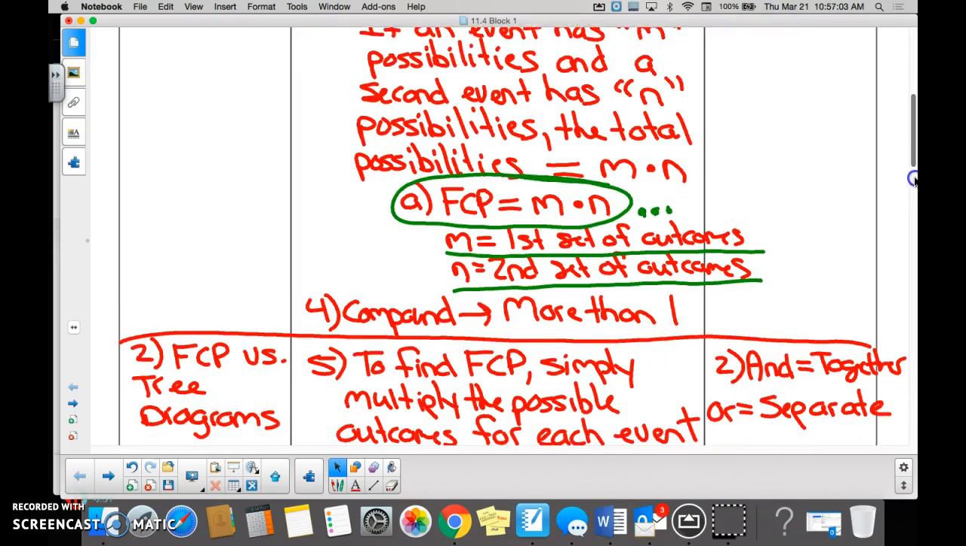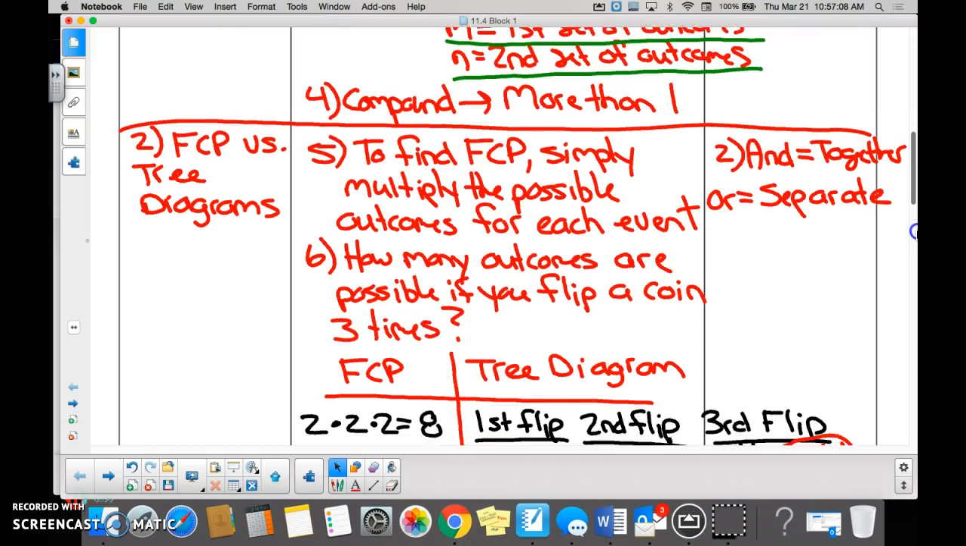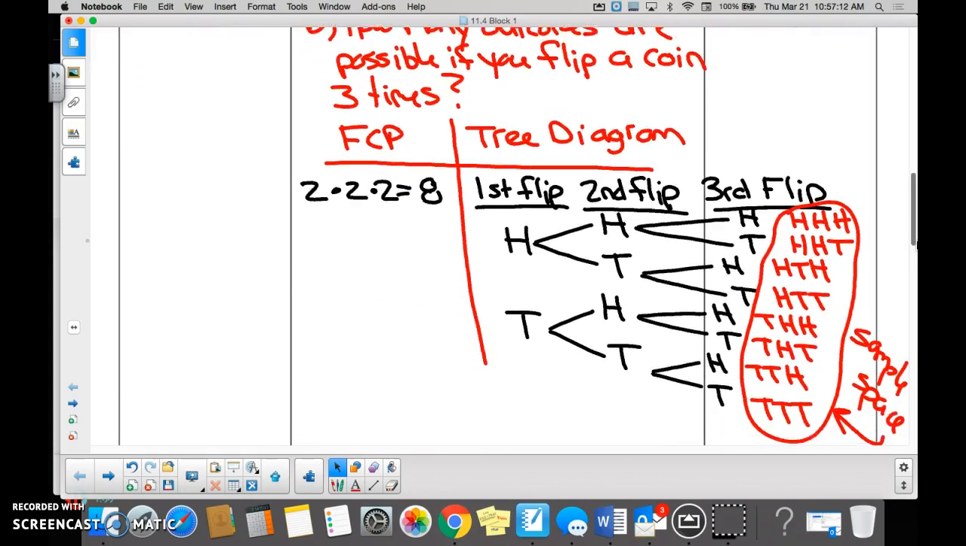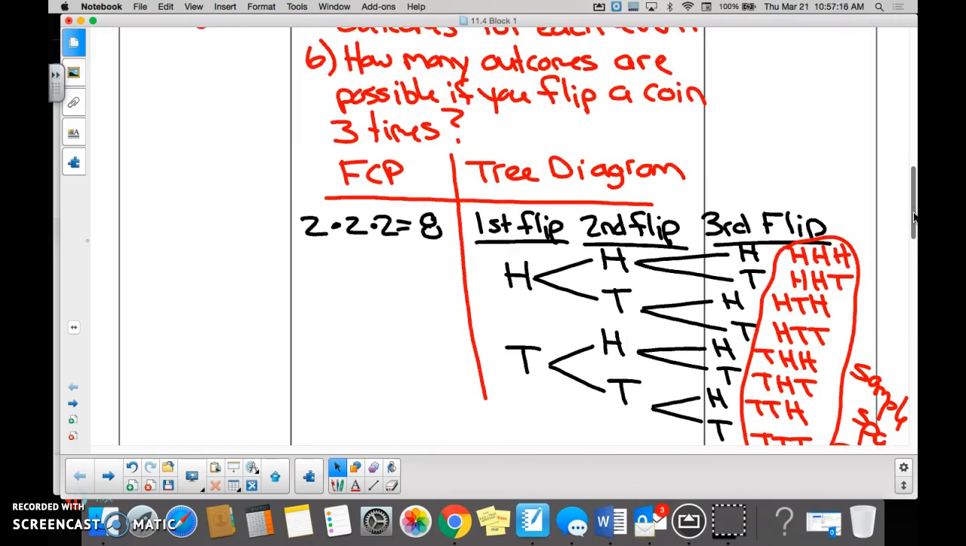When you compare the fundamental counting principle to the tree diagram, you are looking at basically the same thing, but different ways of reporting it out. So in our number 6 question, we said, how many possible outcomes are there in flipping a coin 3 times? When you flip a coin once, how many outcomes are there? 2. A second time? 2. And a third time? 2. If you multiply all of them together, the first outcome by the second by the third, 2 times 2 times 2 is 8.